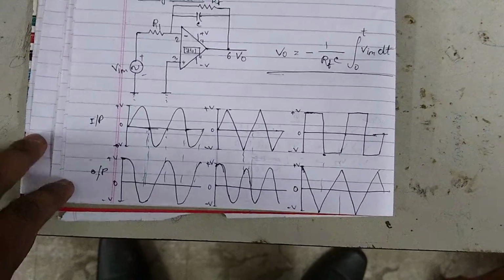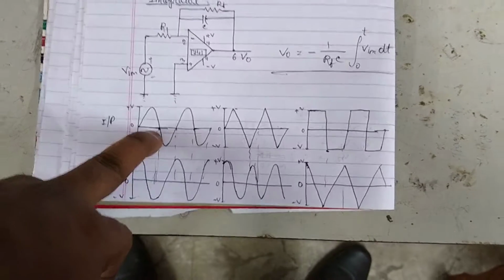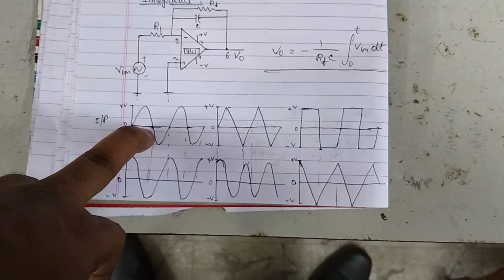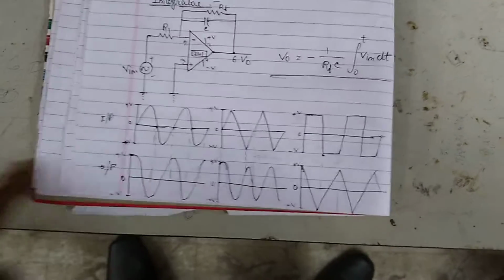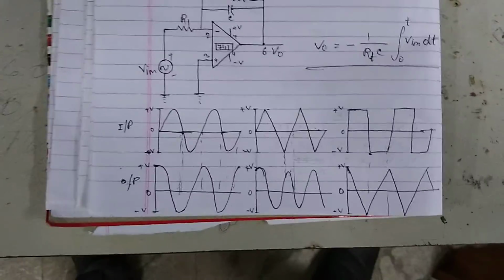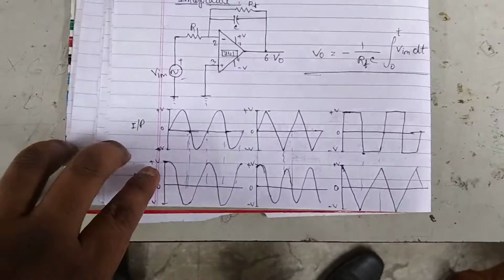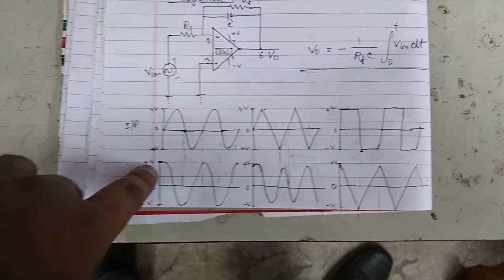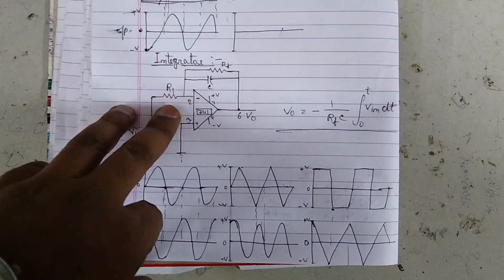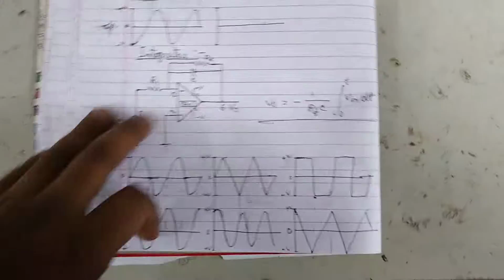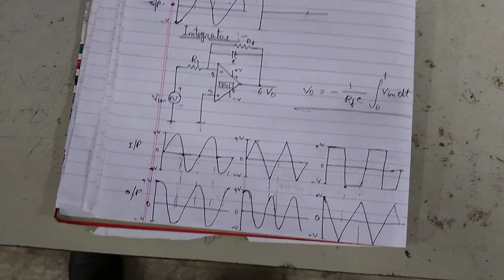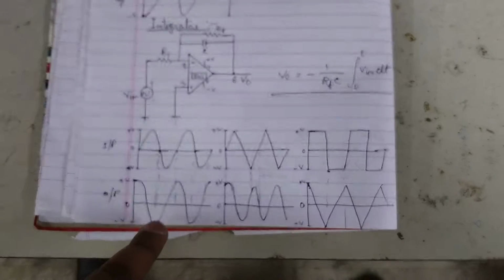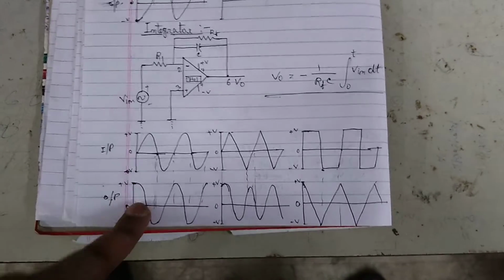And if we apply a sinusoidal wave, we will get a cosine wave. As we know, the integration of sine is minus cosine, but here I am getting a positive cosine wave because we have applied the input at the inverting terminal. So the output will be a 180 degree phase shifted output. That is why we are getting a positive output here.